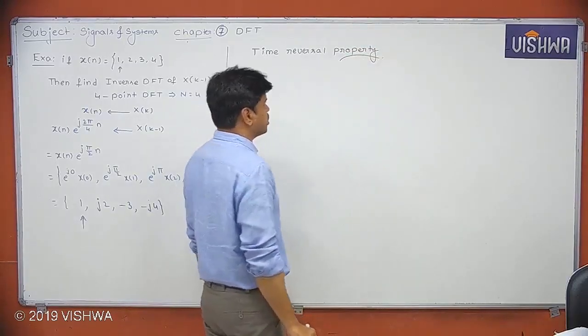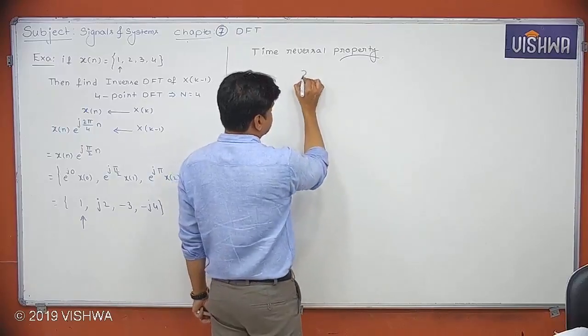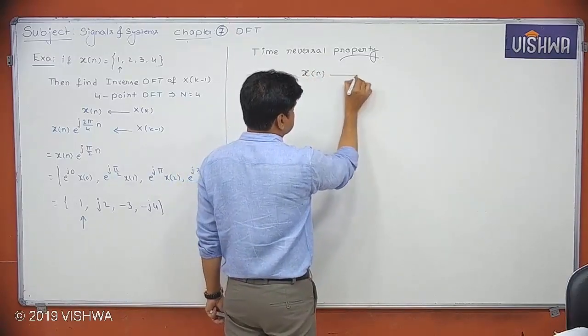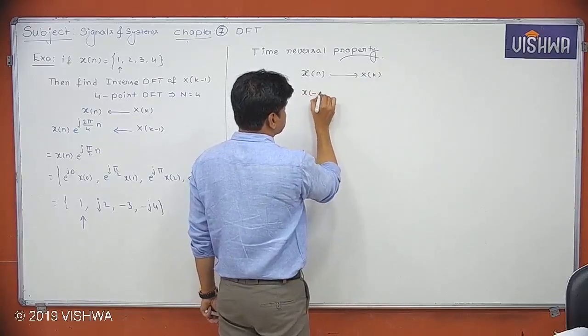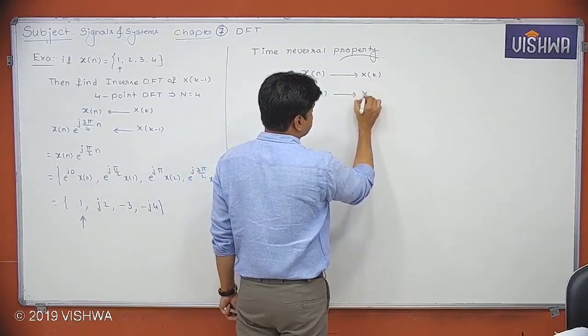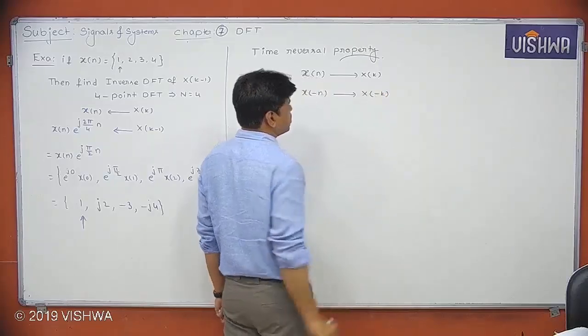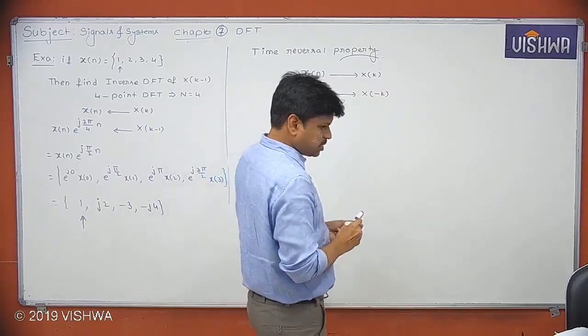Time reversal. What is that? Suppose x of n having DFT X of k, then x of minus n having DFT X of minus k. Let's solve one example.